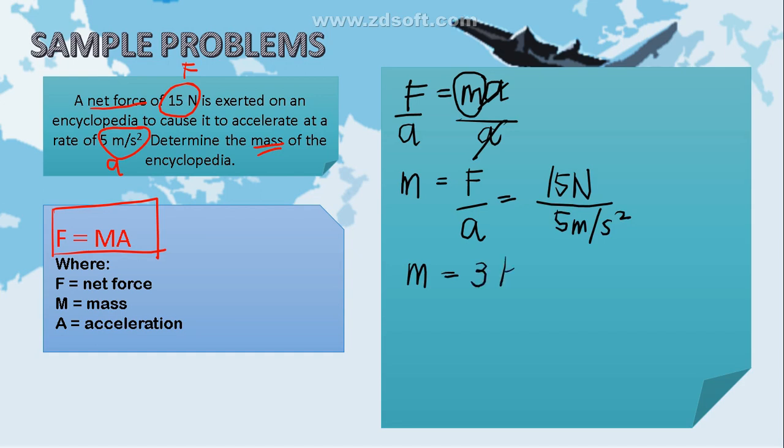So, why kilogram? Right, Newton is equal to kilogram meter per second squared. So, when we cancel the meter per second squared, what remains is kilogram. So, your mass is in kilogram. Now, what if you get confused with this derivation?